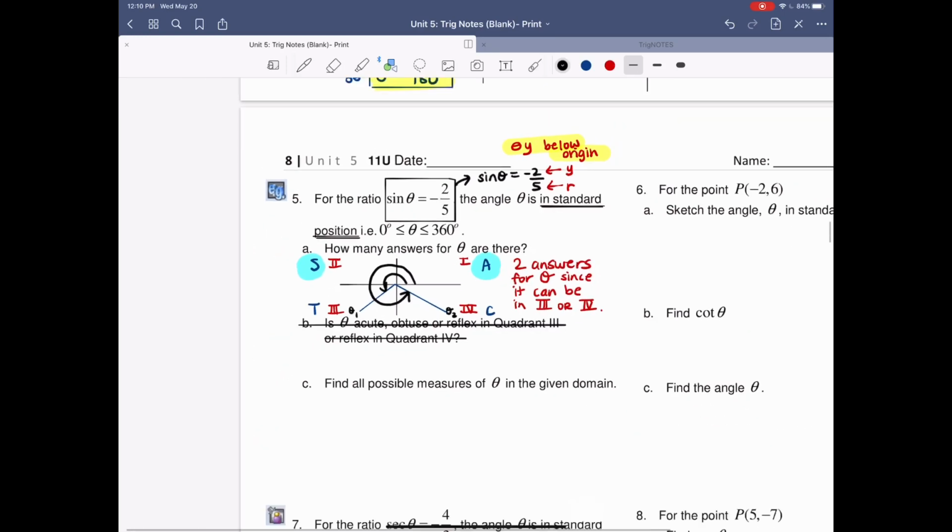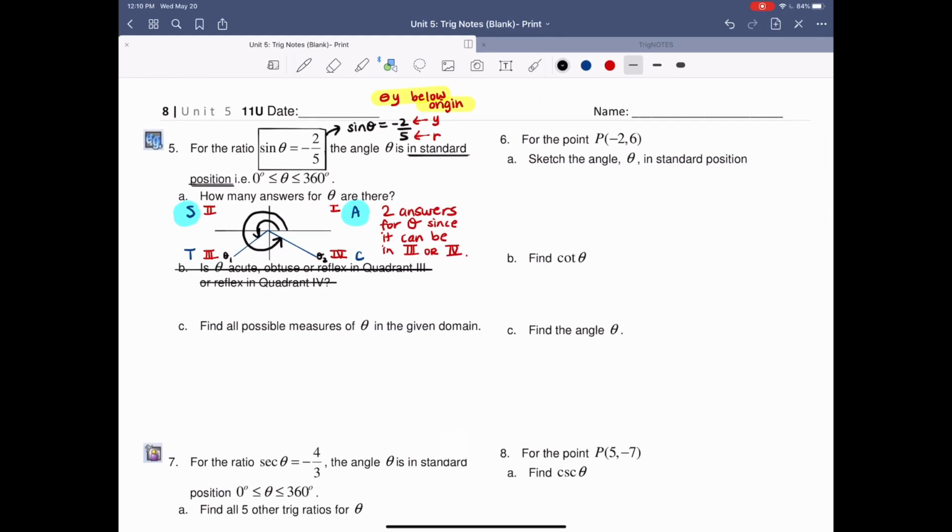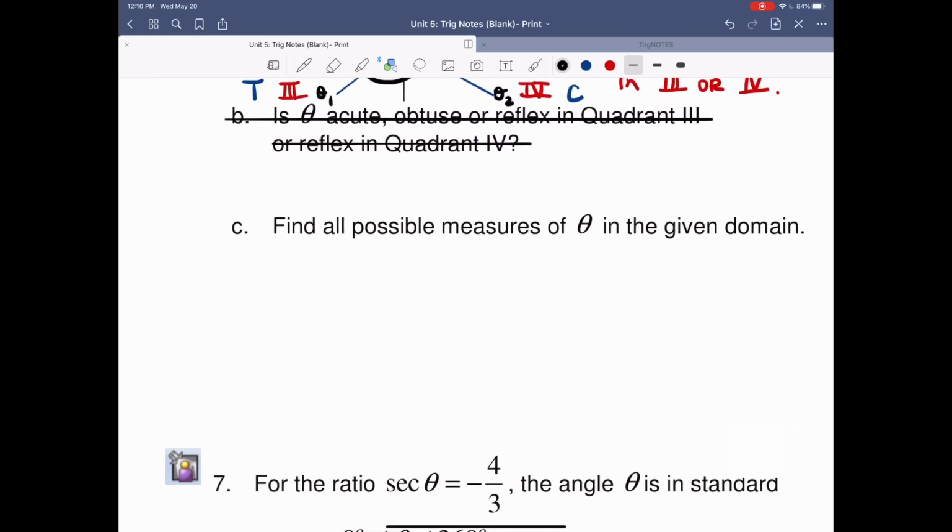And skip to C. Find all possible measures of theta in the given domain. So this is what your first step is going to be. You're going to try to find the related acute angle, and that is found by doing sine inverse of both sides and finding the theta.